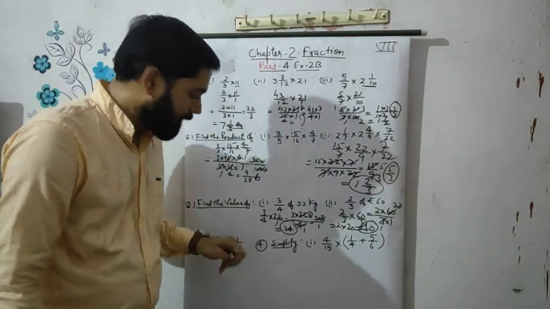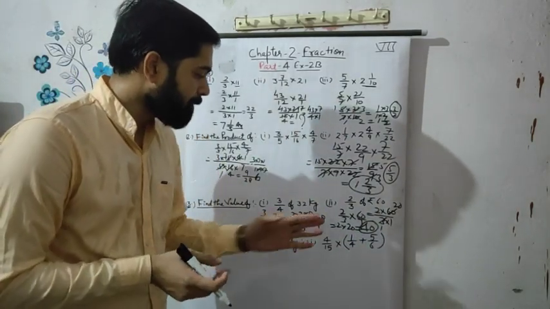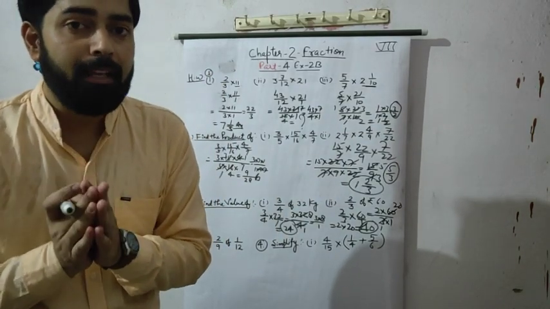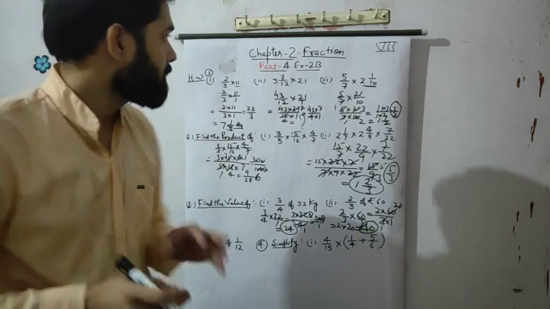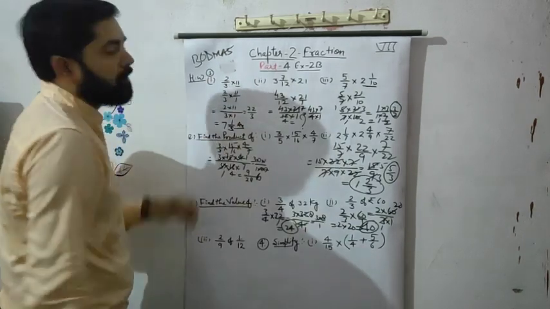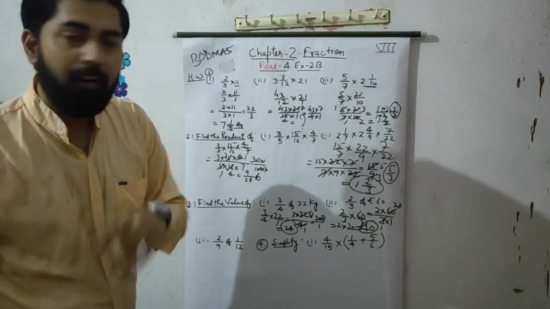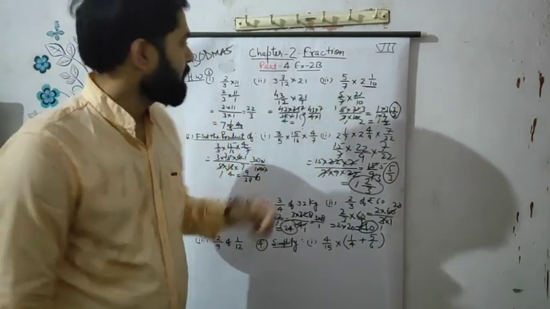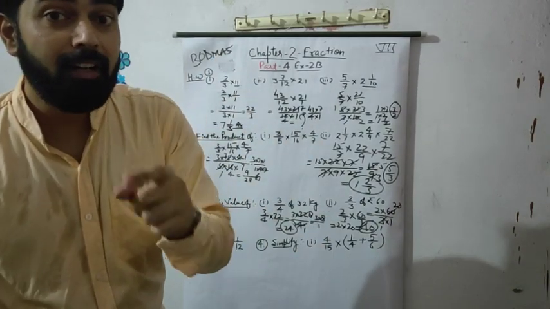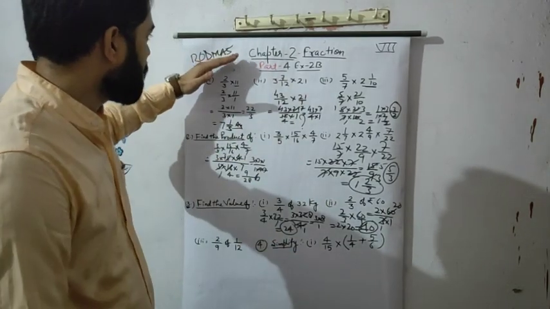2 upon 9 of 1 upon 12. And the next is question number 4. Simplify. And we know very well how to solve simplify. By which rule? Good. BODMAS. B for bracket. O for of. D for division. M for multiplication. A for addition, and S for subtraction. So we can solve simplify by this rule.